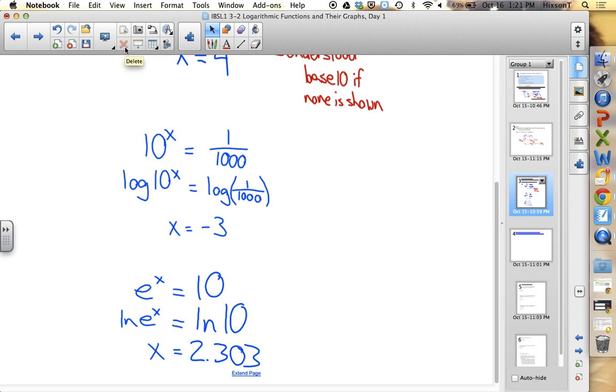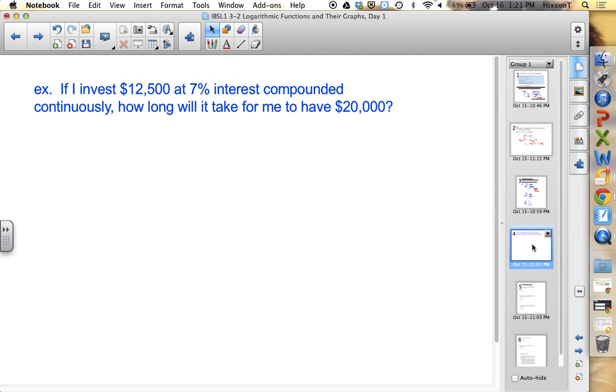Let's look at an application of this, tying it together with something that we did yesterday, or Tuesday. Here we have an investment. If I invest $12,500 at 7% interest, compounded continuously, how long will it take for me to have $20,000? When you see this, how long, what are we looking for? Time. And time in these problems is always in what units? Not months, it's always in years.